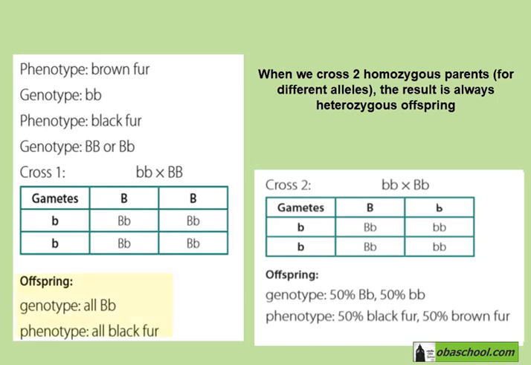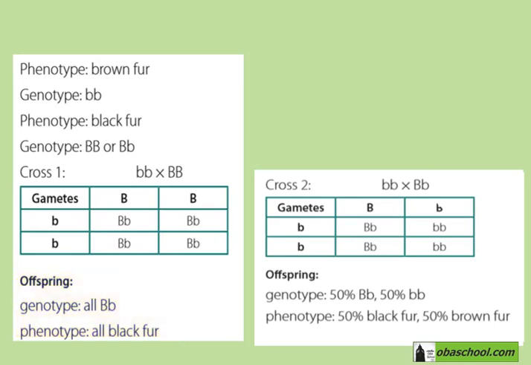So what offspring do we get? The genotype is all heterozygous, capital B, lowercase b. And what is the phenotype of these? If all of them are capital B, lowercase b, they are heterozygous, then they're going to express the dominant allele, which is black fur. So the phenotype of the offspring is that they all have black fur. This is one of the cases of when we are crossing a brown fur parent with a black fur parent.